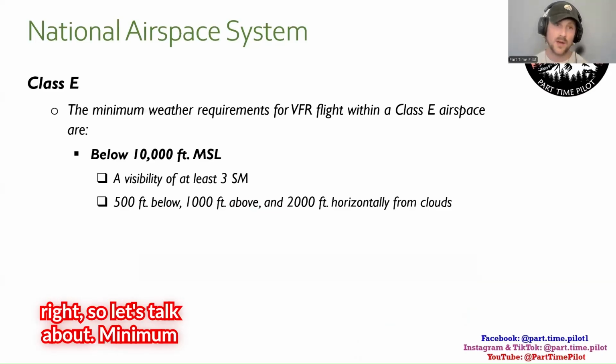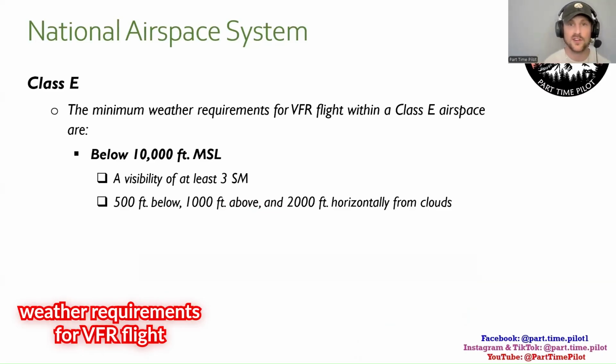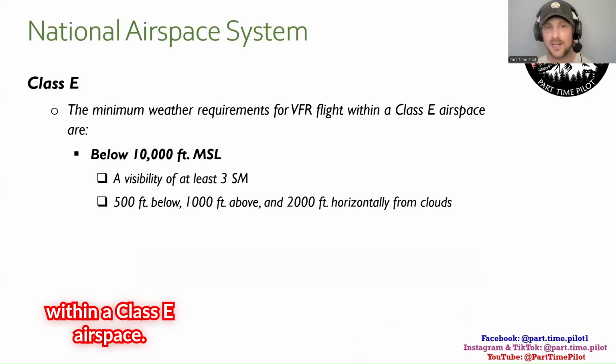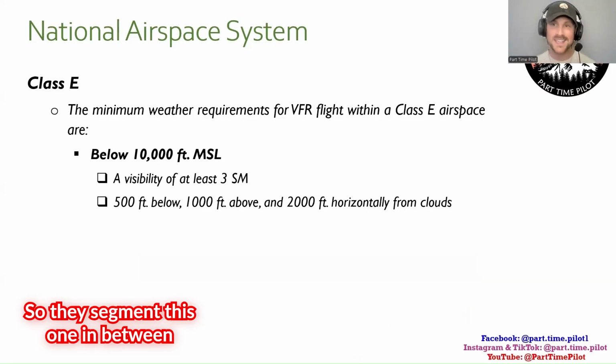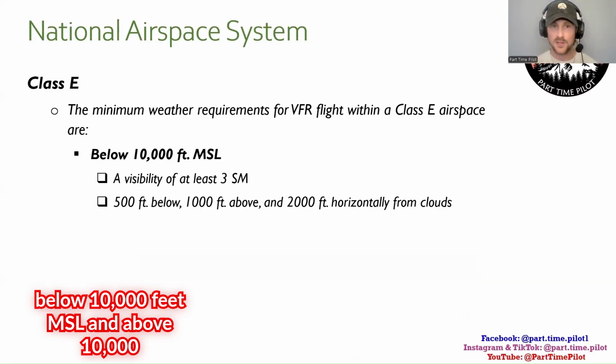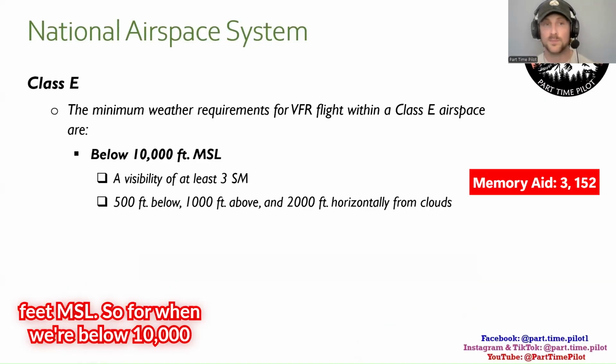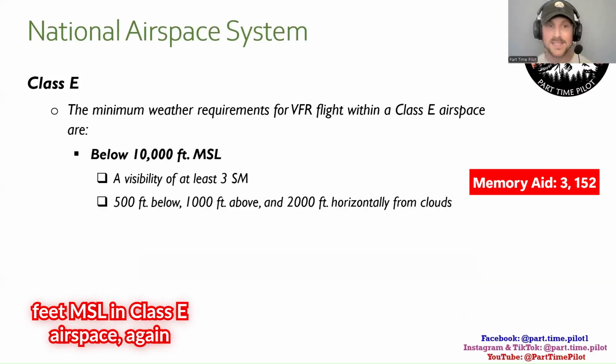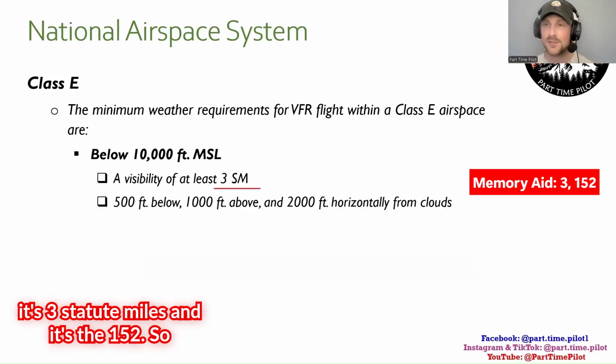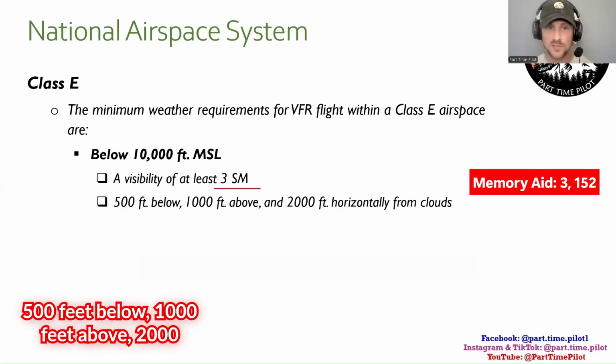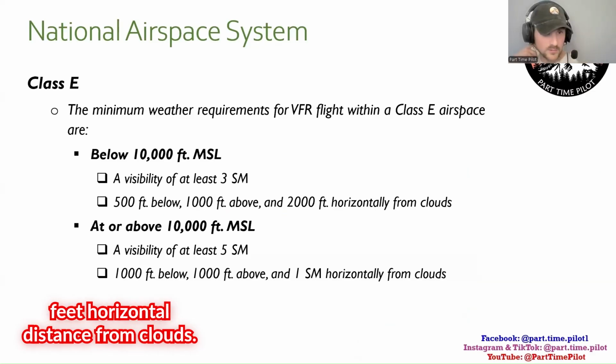All right, so let's talk about minimum weather requirements for VFR flight within Class E airspace. They segment this one into below 10,000 feet MSL and above 10,000 feet MSL. So when we're below 10,000 feet MSL in Class E airspace, again, it's 3 statute miles and it's the 152. So 500 feet below, 1,000 feet above, 2,000 feet horizontal distance from clouds.